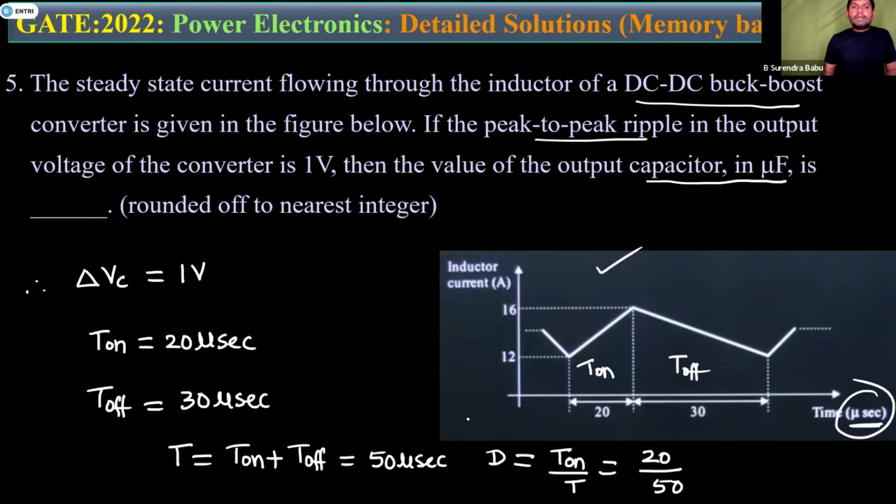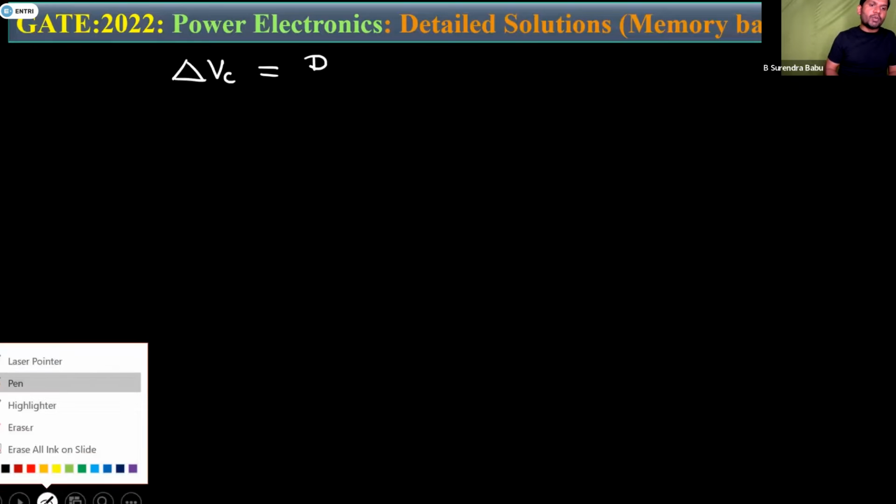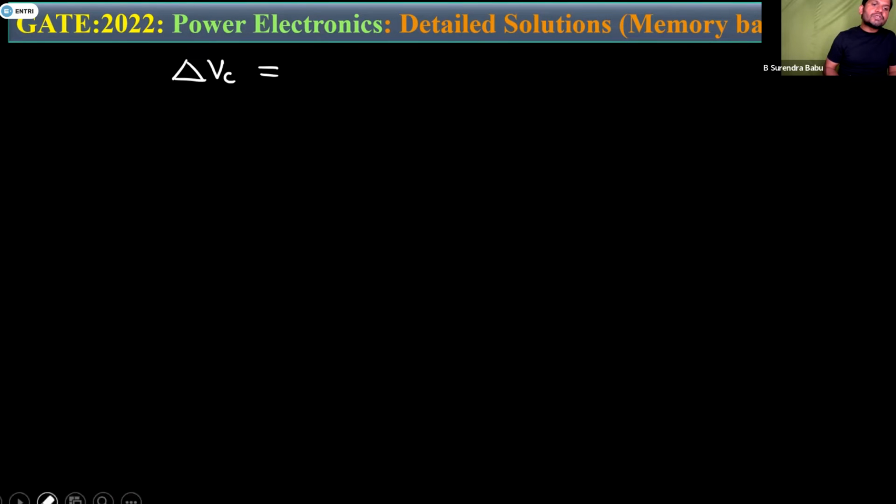Now, what is the formula for delta VC, students? The peak to peak capacitor ripple voltage, in the case of the buck boost regulator, even for the boost regulator, is the same formula. For the buck boost regulator, it is D I0 by Fc. D I0 by Fc. Now from this you want to calculate the capacitance. To calculate the capacitance, I know the duty cycle.